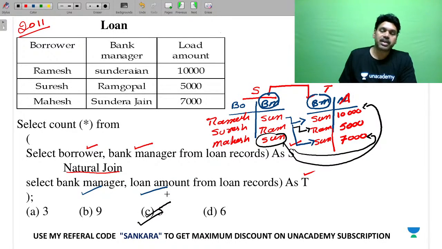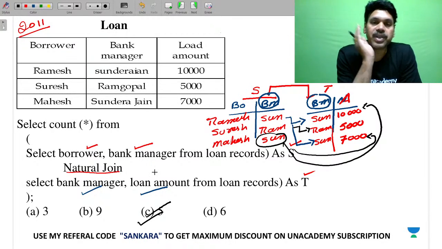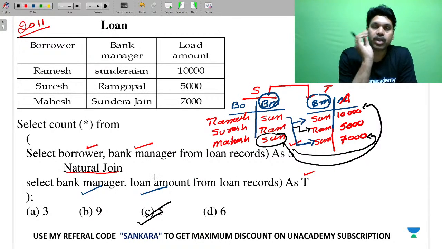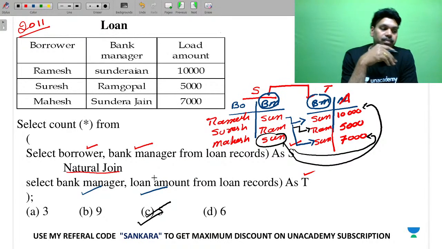Finally, we understand that 5 tuples are mapped. All 5 tuples are unique if you observe. Those 5 tuples are completely unique tuples only.